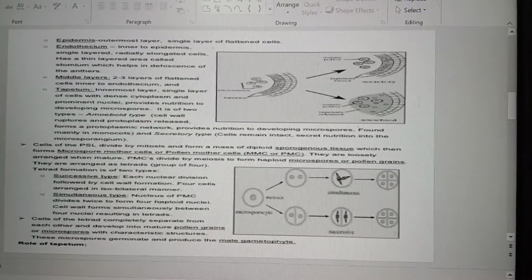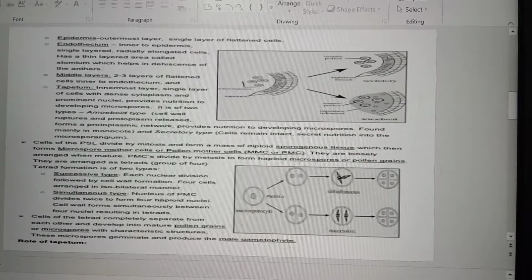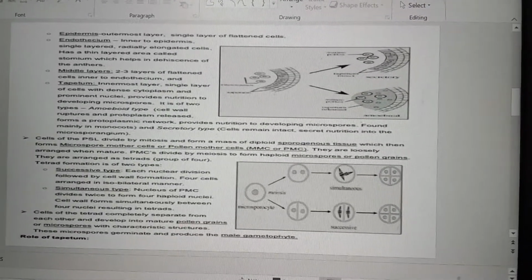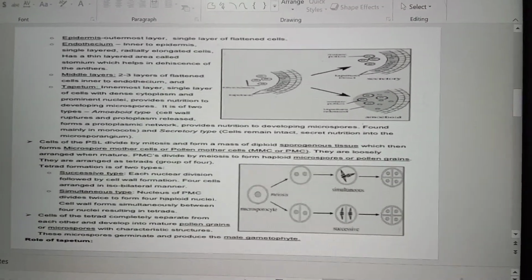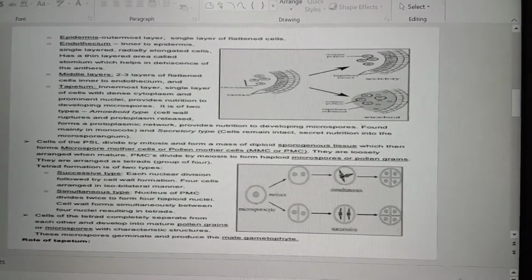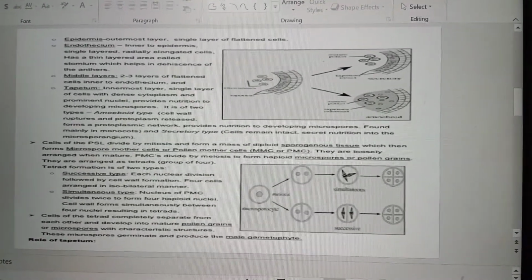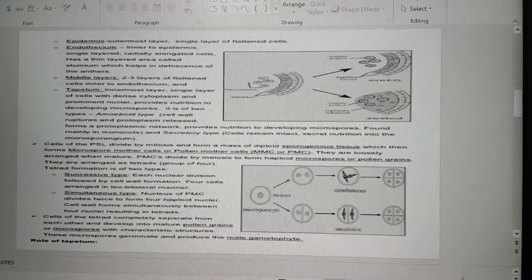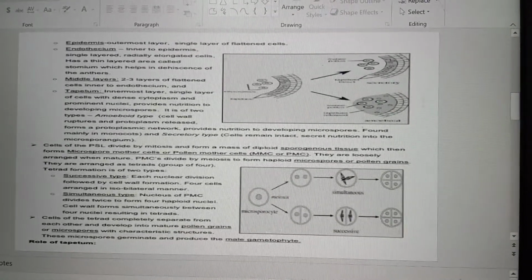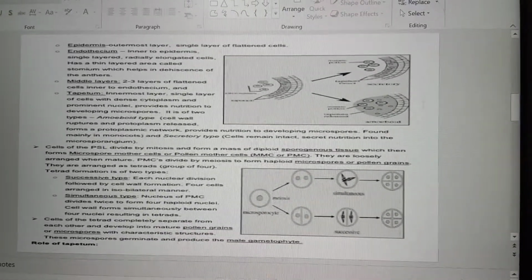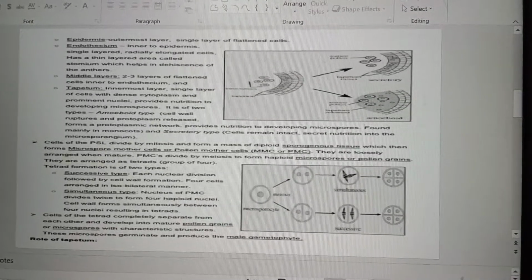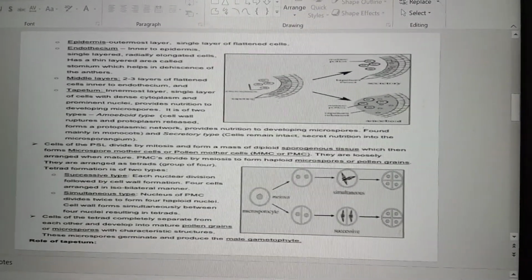Okay. All the four cells get separated after some time. For a short time they remain intact, and then afterwards they get separated from each other. Each pollen grain is separated from the other, and these microspores germinate and produce the male gametophyte.